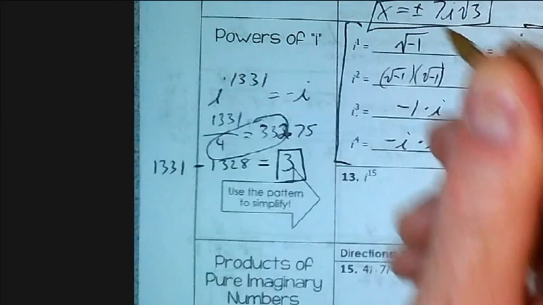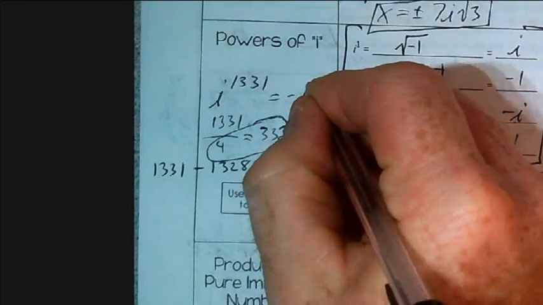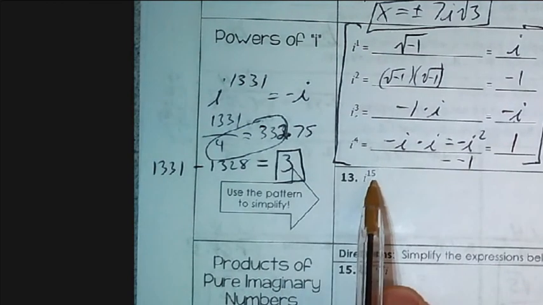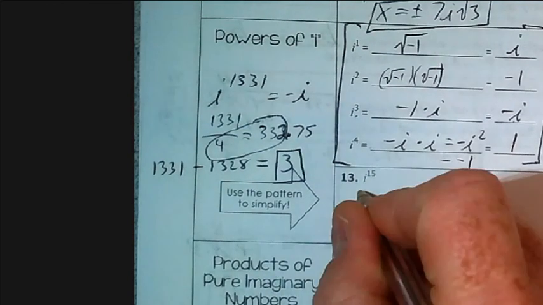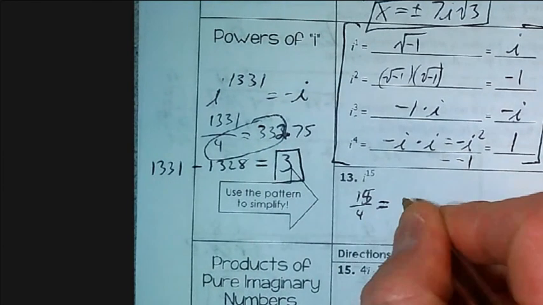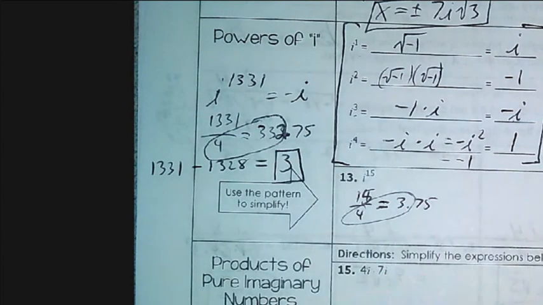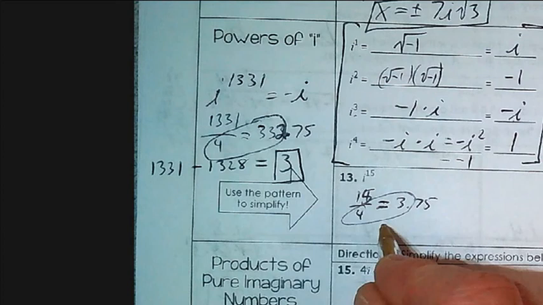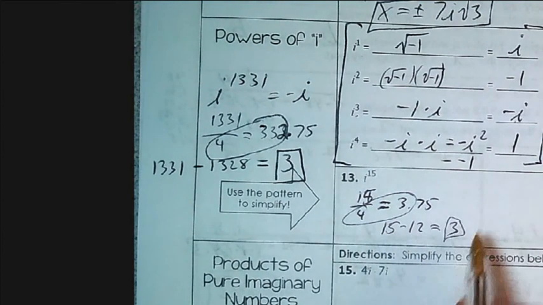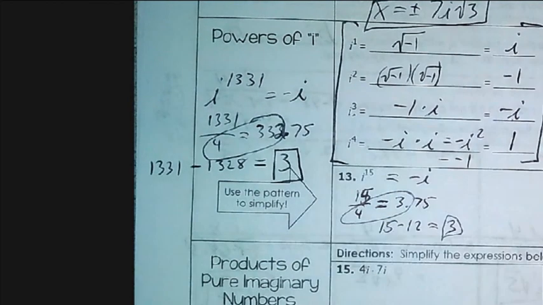There's only 4 possible answers. So it's just repeating itself over and over again. So how would we do it if the exponent was 15? 15 divided by 4 equals what? 3.75. So multiply 3 times 4 and you get what? 12. So 15 minus 12 is 3. My remainder is 3. So I go to i cubed and the answer is negative i.